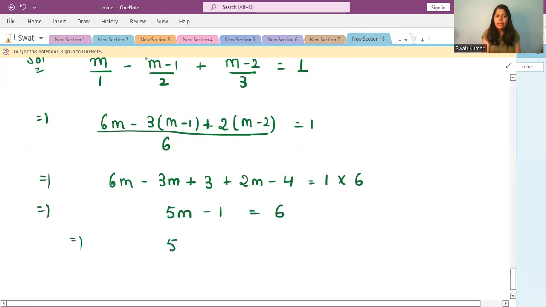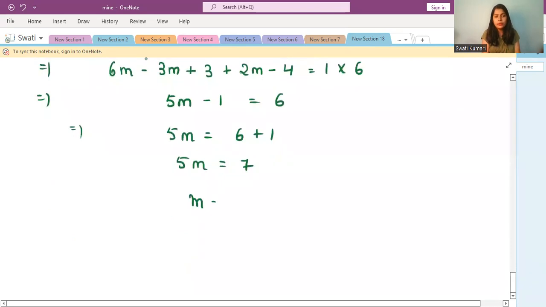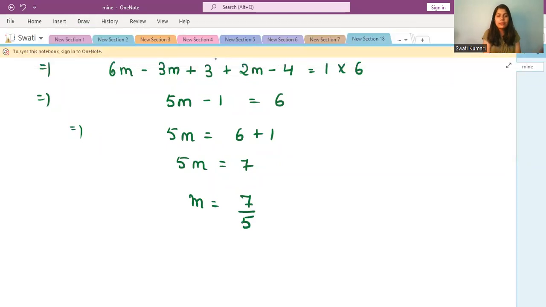And therefore 5m is 6 minus 1, which will become plus 1. So therefore 5m equals 7. So this will become m equals 7 upon 5. Okay, so this is our final answer.